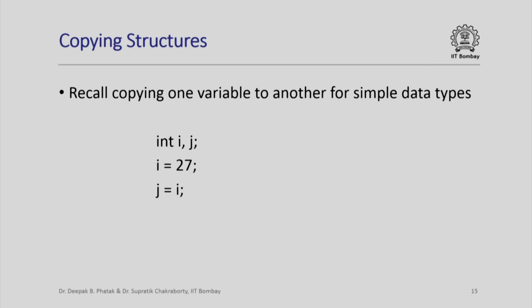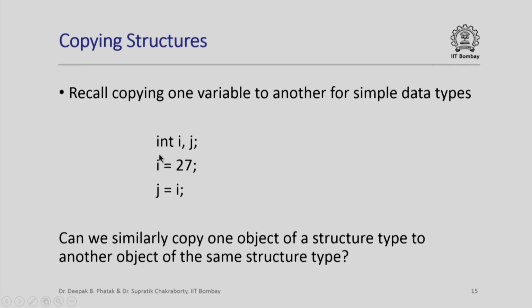So you would recall that for primitive data types, we can also copy the value of one variable to another variable of the same data type. So for example, here I am declaring two variables i and j of type integer. I am initializing the value of i to 27 and then copying the value of i to j just by saying j is assigned i. The question is, since we can do this for the primitive data types like integer or character, can we do a similar thing for structures? Can we copy one object of a particular structure type to another object of the same structure type?